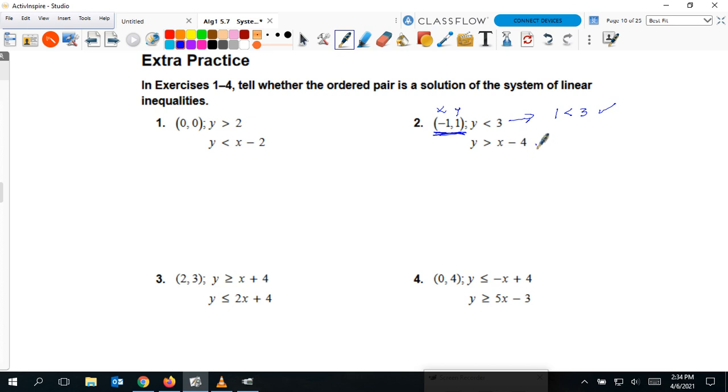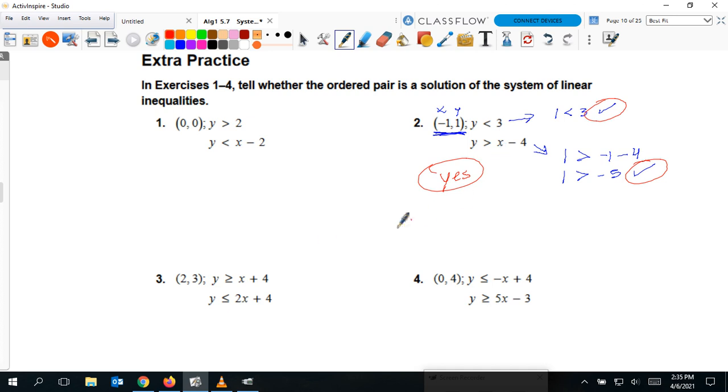Now let's check this second one to see if it works for this one. So y is 1 still, so 1 is greater than, and then x is negative 1. So negative 1 minus 4. And so 1 is greater than, this is going to become a negative 5. So is 1 greater than negative 5? Yes, it is true. So since both of these check, then we can say definitely yes, this ordered pair is a solution to this system.